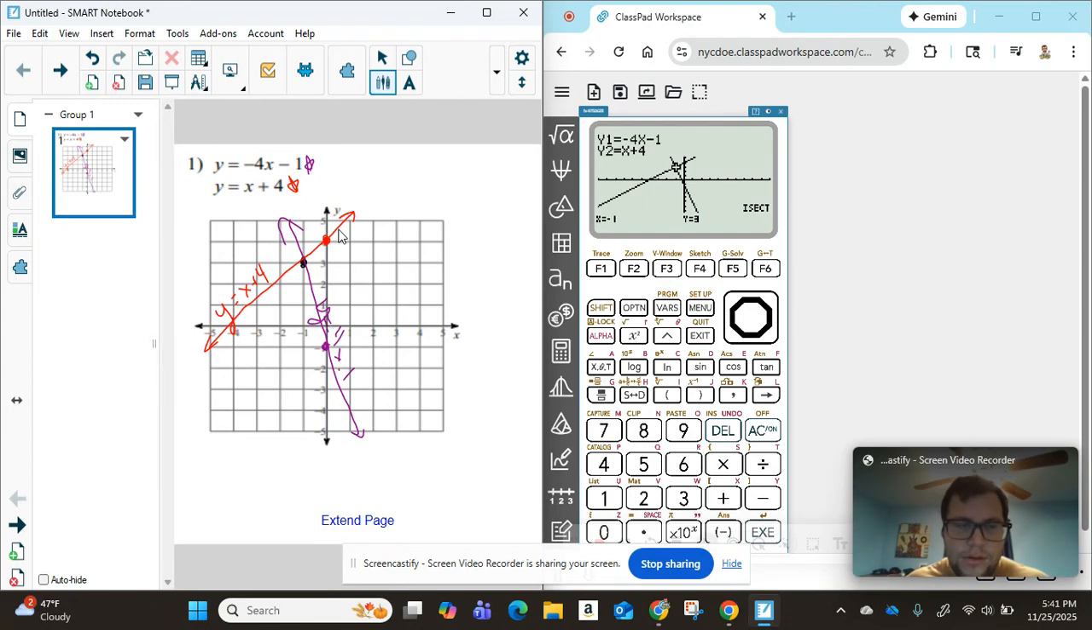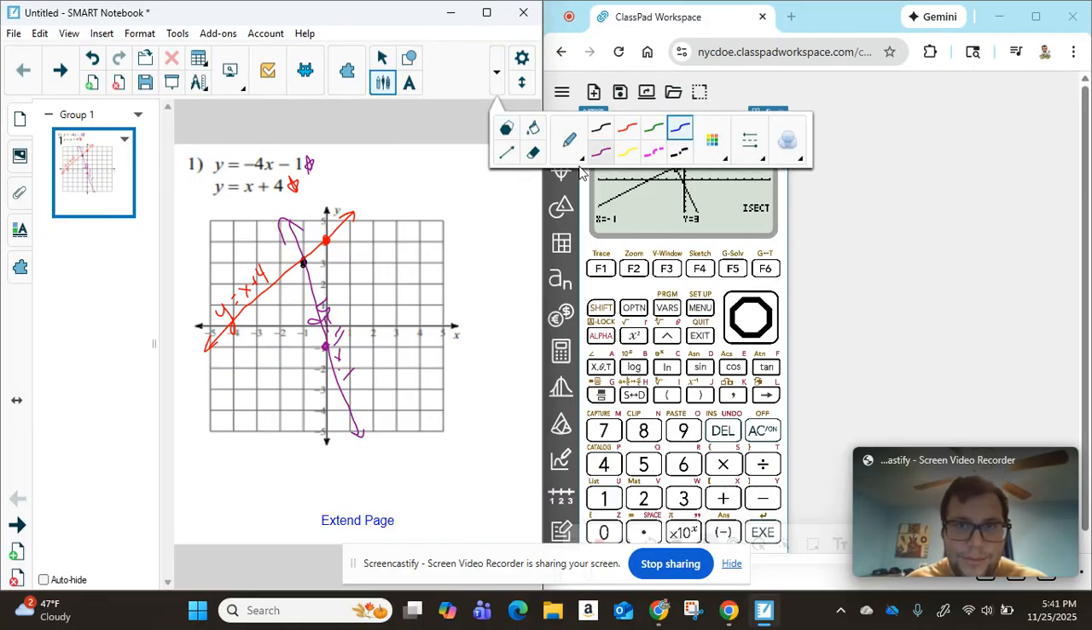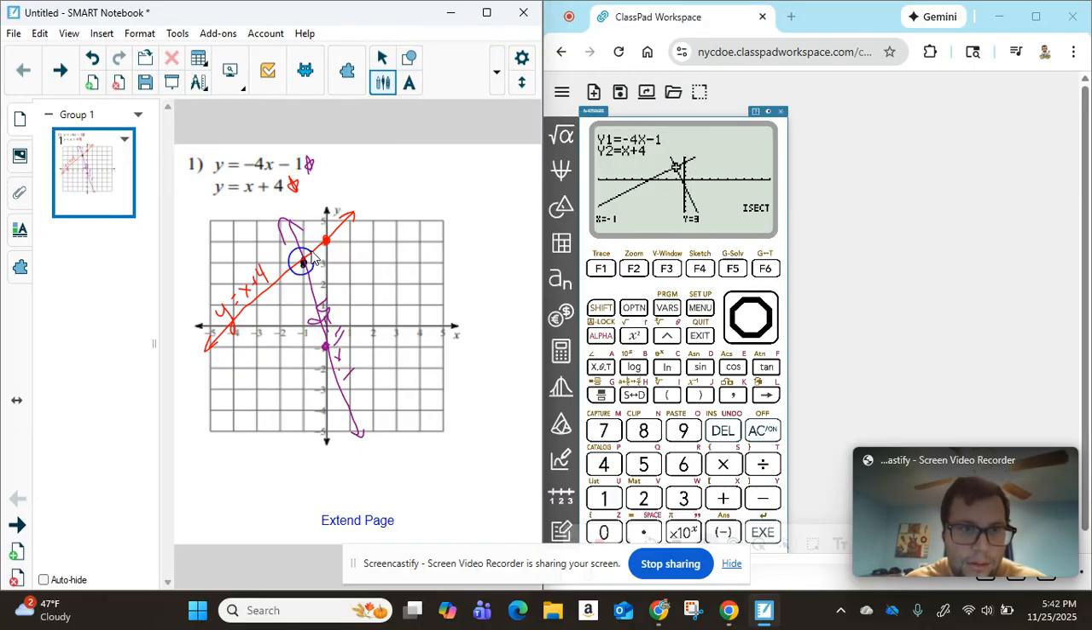Okay? So again, to get this point right here, we have to use Shift, F5, F5 from the graph.